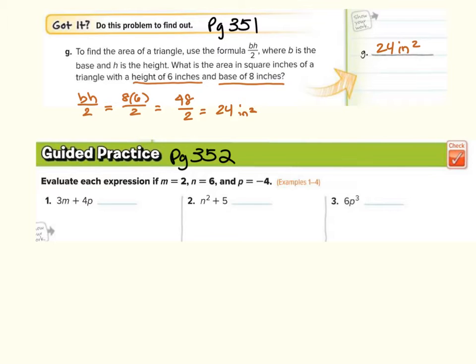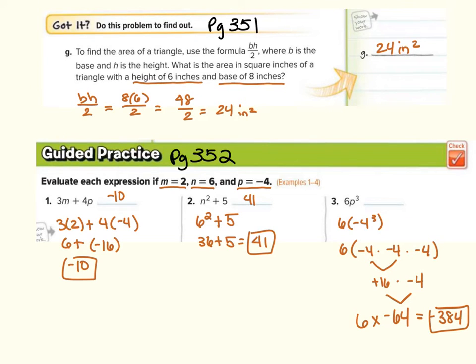Go to guided practice on page 352. Go ahead and evaluate numbers 1, 2, and 3 when m is equal to 2, n is equal to 6, and p is equal to -4. Pause the video, do the problems, press play when you're ready for the answers. Okay, please take note of the answers. If you have any questions about number 3, I tried to show you step by step of why it is -384. So if you have any further questions about that particular problem, please come and see me. Otherwise, move on.